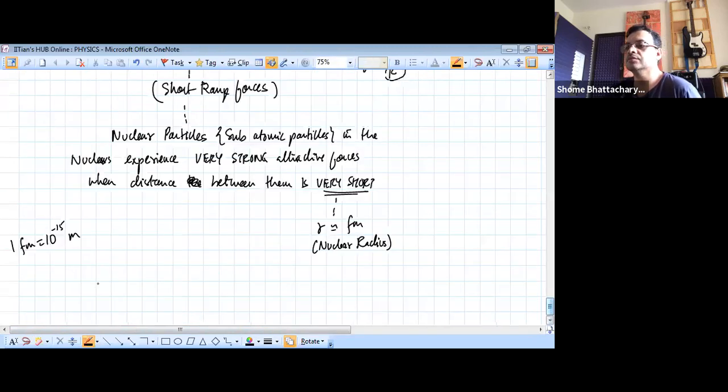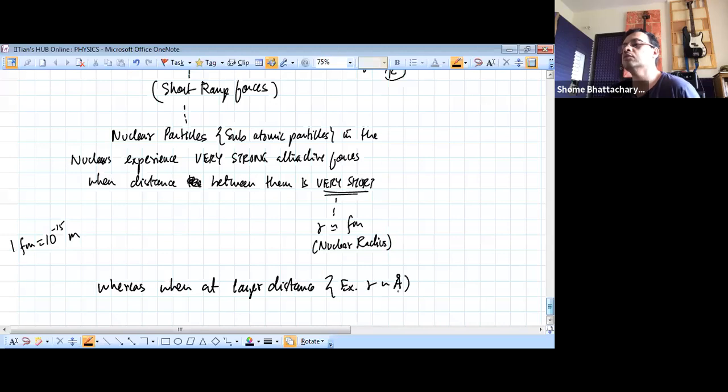Whereas at larger distances, for example, of the order of Angstrom, where Angstrom is 10 raised to minus 10 meters, the nuclear force tends to zero. It tends to become zero. So that's why they are called short range forces, because they operate in very short range.